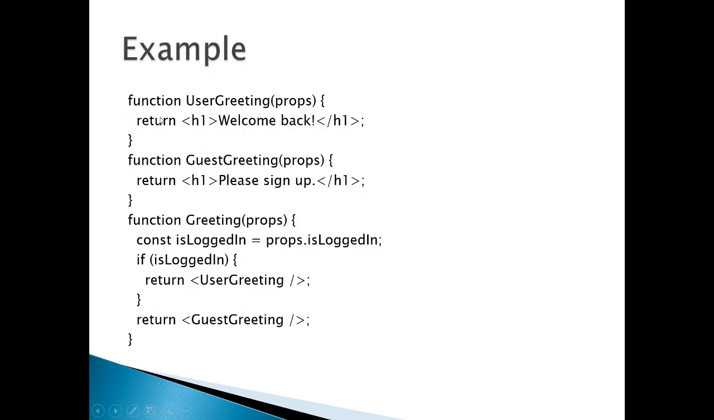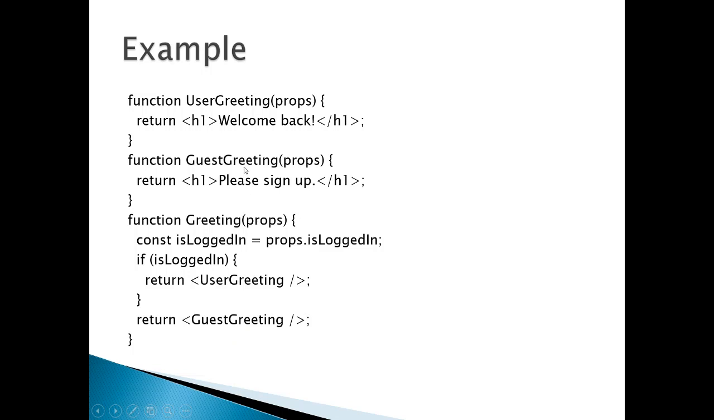This is an example. We have two functional components, user greeting and guest greeting. Here we are saying welcome back, and here we are saying please sign up. So in our greeting function, we are checking a variable isLoggedIn, which is passed to the function. If isLoggedIn is true, it will display the user greeting. If it is false, it will display the guest greeting.